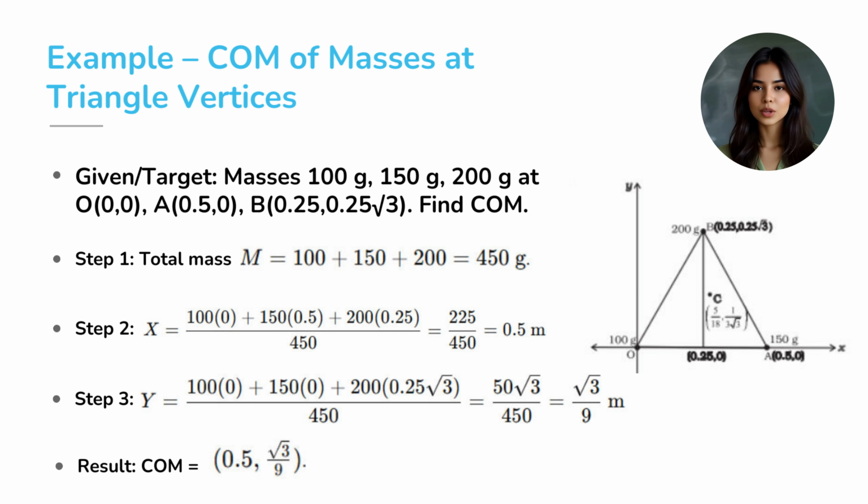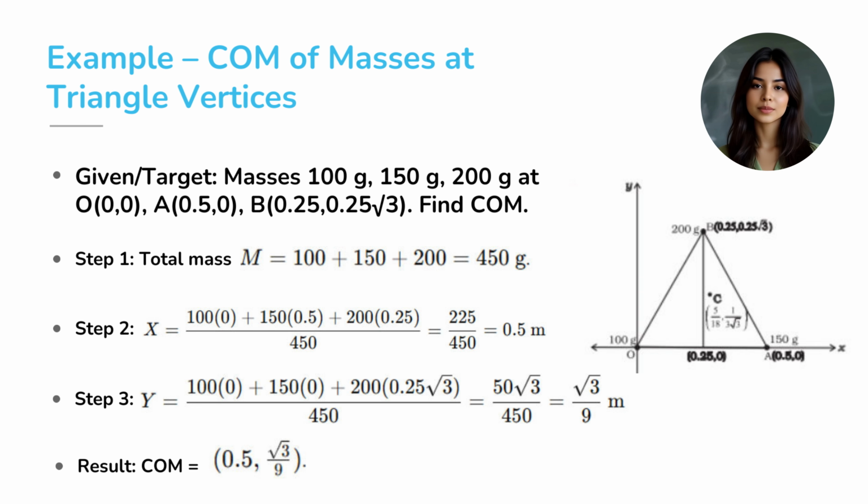That gives 0.5 meters. Step 3. Y coordinate equals (100 times 0 plus 150 times 0 plus 200 times 0.25 root 3) divided by 450. Simplifying, we get square root of 3 over 9 meters. So the COM is at coordinates 0.5 comma square root of 3 over 9. Notice in the diagram, the point lies closer to the heavier mass at vertex B, not the geometric center of the triangle.